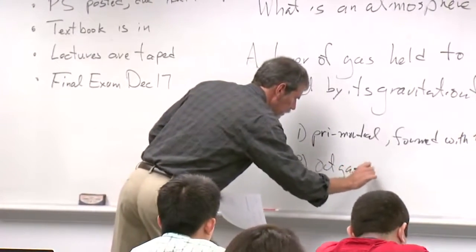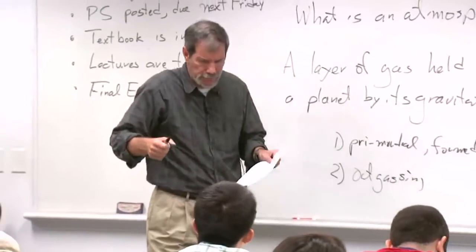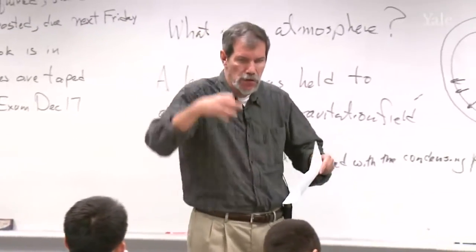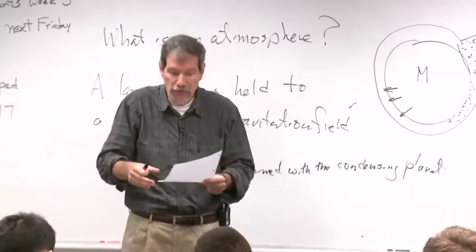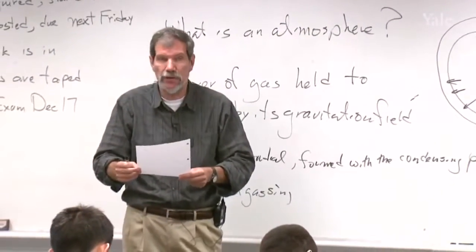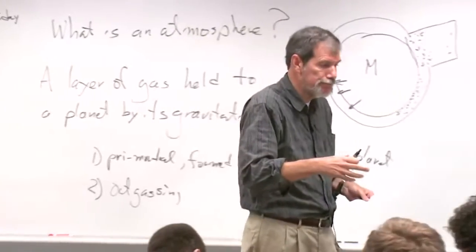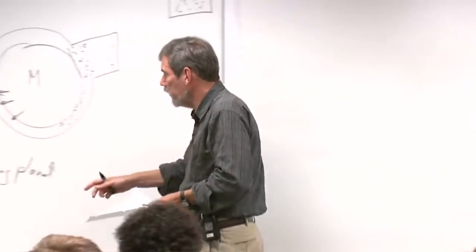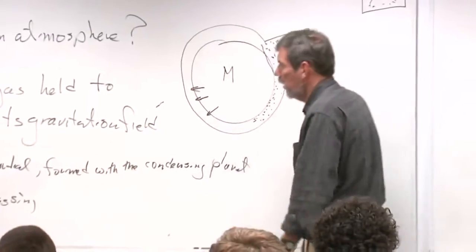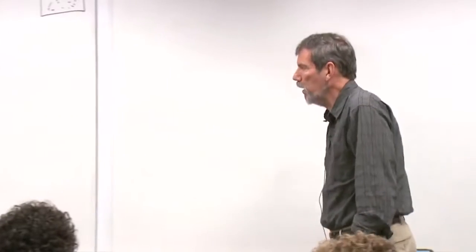Outgassing. For example, if you go to a volcano today, you can measure gases coming out of the planet into the atmosphere. So this is an active, dynamic, ongoing process where gases come from the interior of the planet out into the atmosphere itself. So either one or some combination of the two is where the Earth and the other planets actually got their atmosphere from.